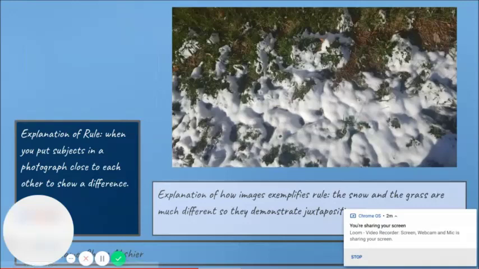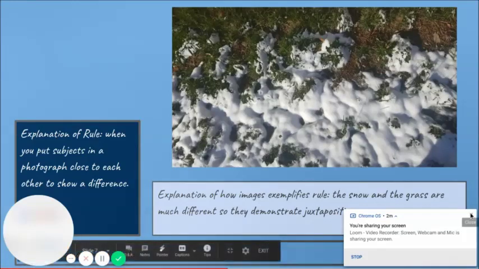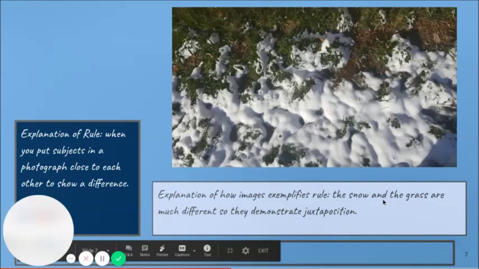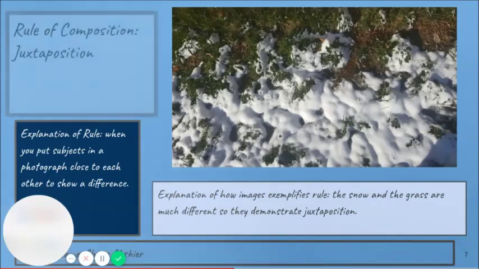This is juxtaposition, even though the image doesn't show for some reason. The explanation is when you put subjects in a photograph close to each other to show a difference. This one exemplifies the rule because the snow and the grass are much different, so they demonstrate juxtaposition.